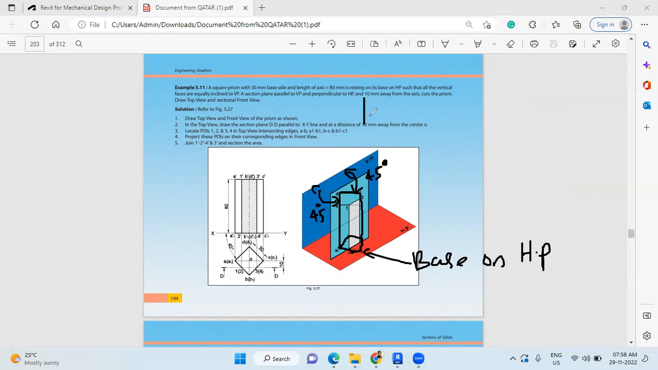So when you draw the top view, draw a square. So this inclination is how much? Forty-five degrees. Okay, so take this angle 45 degrees, this angle 45 degrees. Draw the square. Draw the top view. Here the top view is a square.